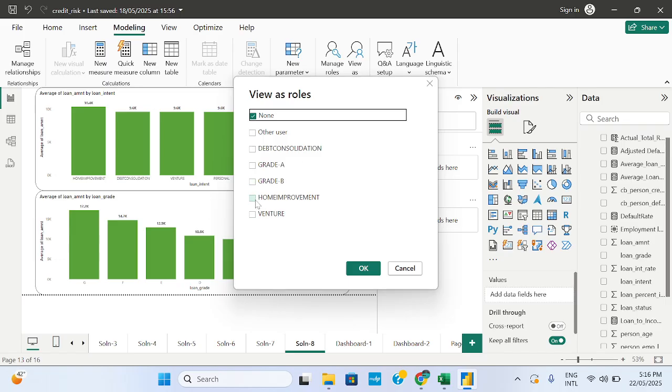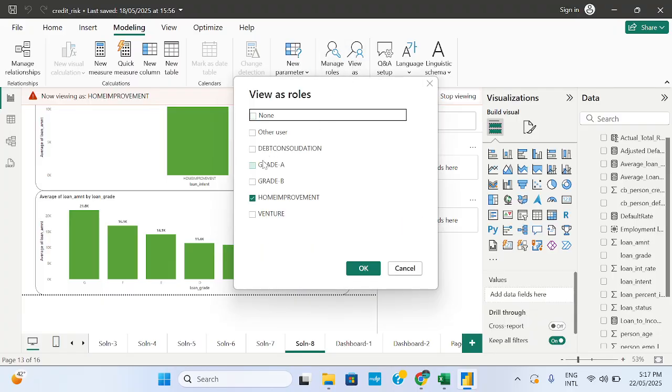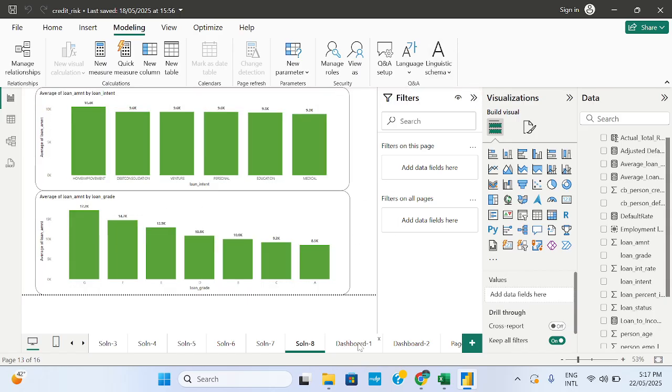If I want to view as home improvement, I'll just press OK. Now it will show home improvement, where these are the sectors, and A is relatively less as its score is lower, where G is predominantly more, as we can see 21.8 accounts for G, where the loan amount is pretty much higher, and they are obliged to pay a higher interest rate but smaller installments. Now, if I give grade A, this is what we see. So I can just stop viewing.